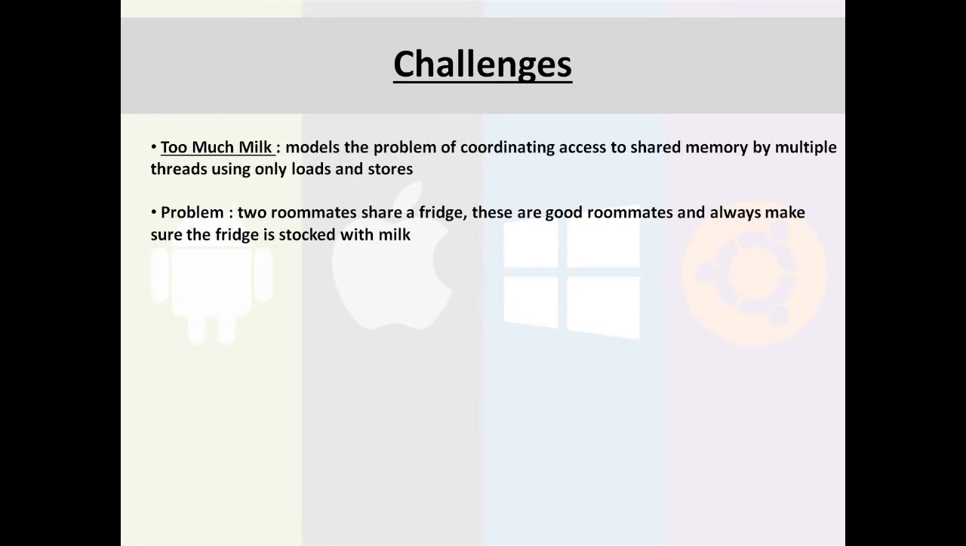An additional challenge is a problem that's called the too much milk problem. And this models problems of coordinating access to shared memory by multiple threads which only use load and stores. So an analogy, or a hypothetical example, of the too much milk problem is that you have two roommates who share a fridge. And these are pretty good roommates, and they'll always make sure that the fridge is stocked with milk.